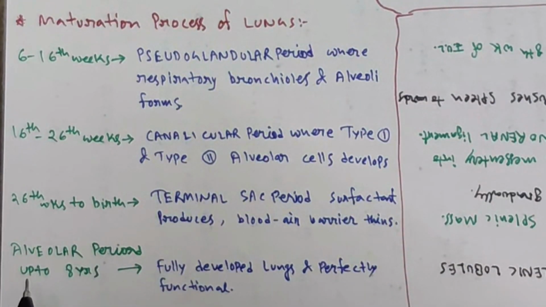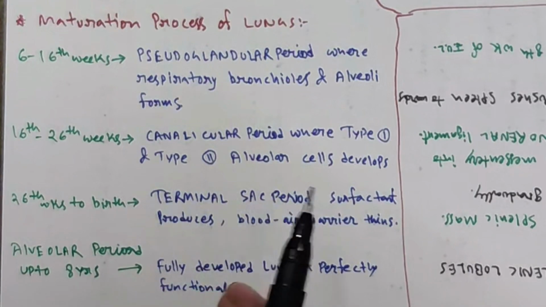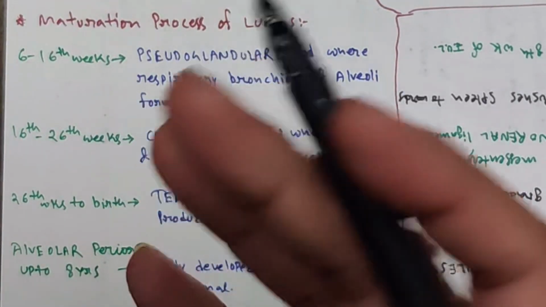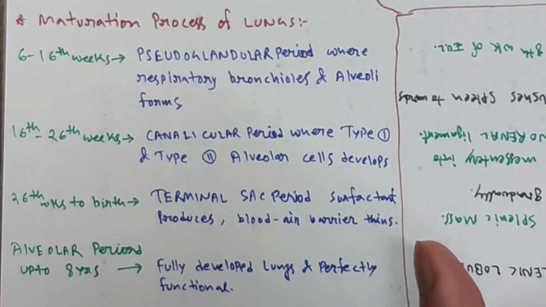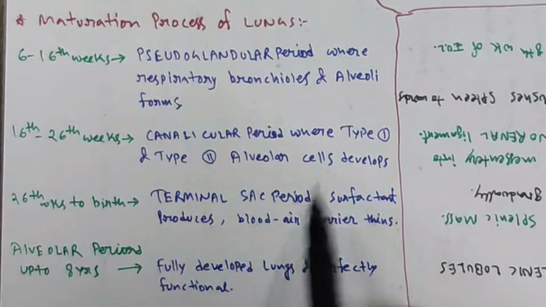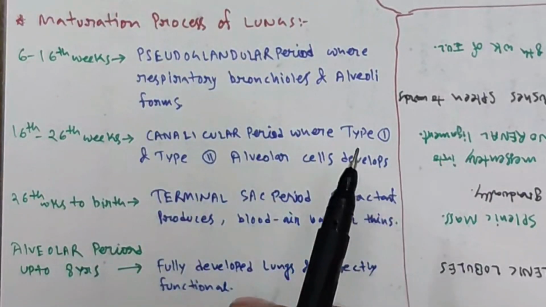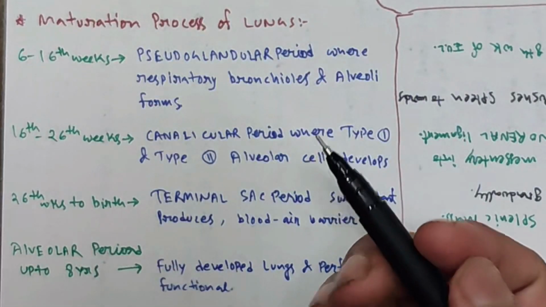After birth to 8 years of life, it is known as the alveolar period. In this period, our lungs ultimately grow, become fully developed and perfectly functional, and form the adult lung. So this is the maturation process of the lung. Anyway, this is the overall development of the respiratory system.